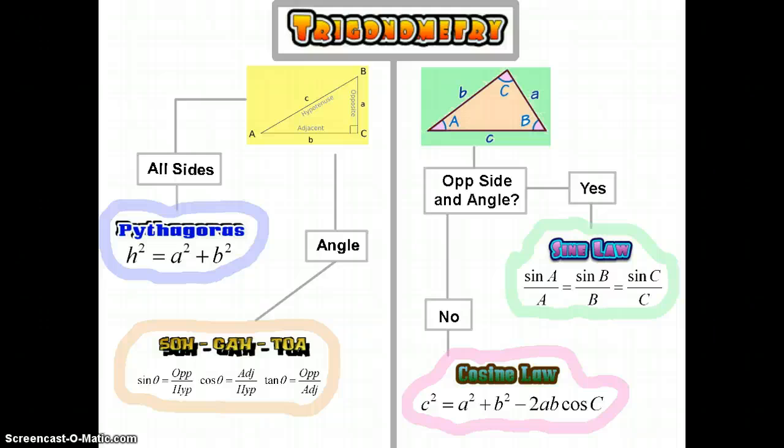Here are all the formulas all together. Now, when it's a non-right angle triangle, we ask the question: opposite side, opposite angle? If yes, then I have sine law. If the opposite side and opposite angle are not existent, then I use cosine law. So it's the last case.